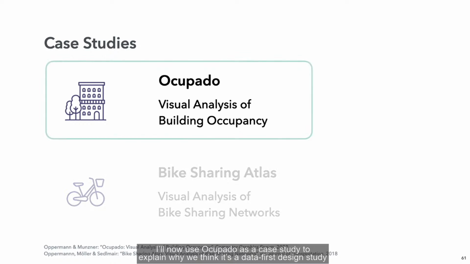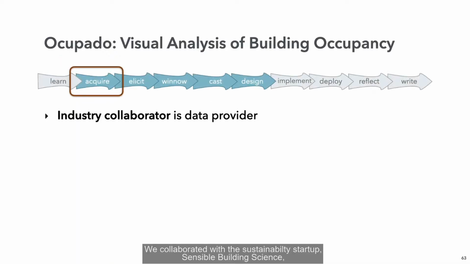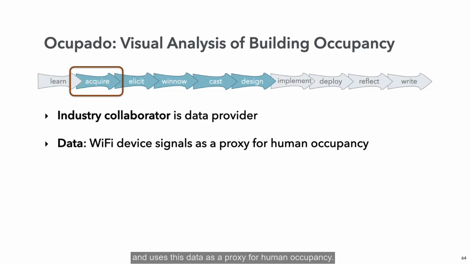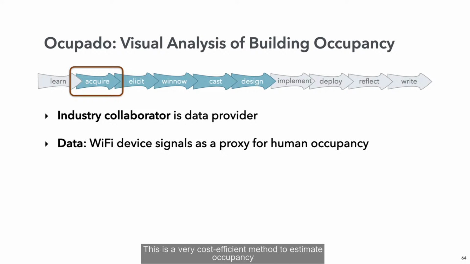I will now use Ocupado as a case study to explain why we think it's a data-first design study, and I will go through all the stages of our proposed data-first framework. We collaborated with the sustainability startup Sensible Building Science, which was our data provider. The company collects Wi-Fi device signals without installing additional sensors and uses this data as a proxy for human occupancy. This is a very cost-efficient method to estimate occupancy in hundreds of rooms across many buildings.